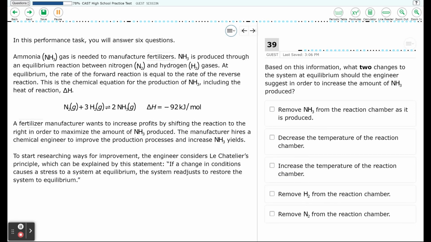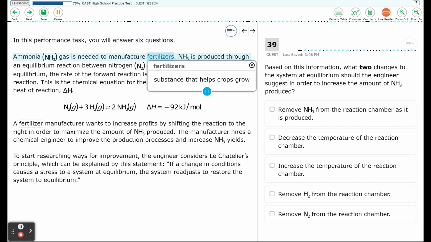Today we're going to be taking a look at the last section of the CAST test, known as the California Science Test, given to high school students. This will be covering questions 39 through 48. Without any further ado, in this performance task, you'll answer 6 questions.